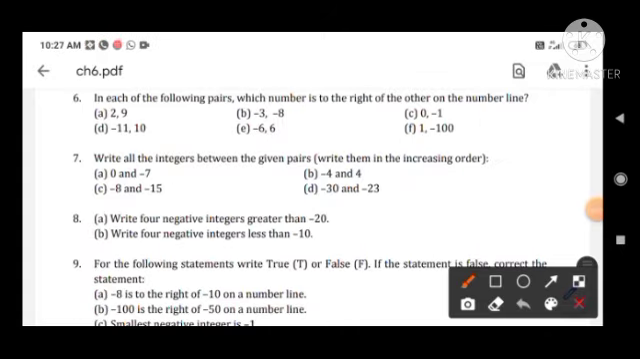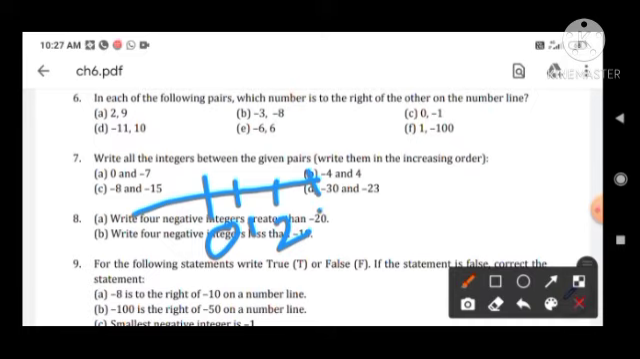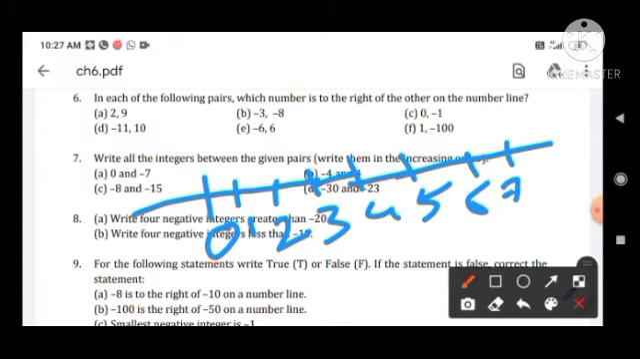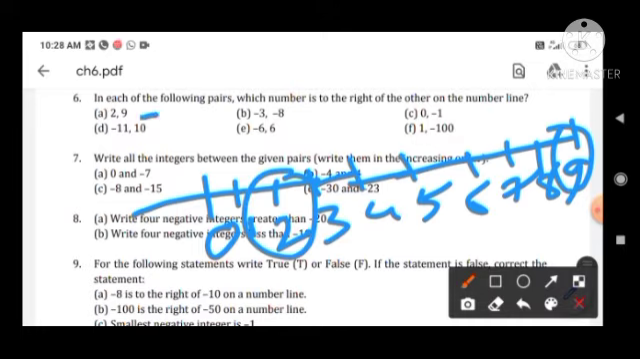Now next to question number 6. In which of the following pairs, which number is to the right of the other on the number line? Okay, on the number line, which will be on the right side, you have to tell. Now 2 and 9, suppose this will be 0, then it will start from 1, 2, then 3, 4, 5, 6, 7, 8, then 9, isn't it? Now 2 and 9 is given. So which will be on the right side? We can see 9, isn't it? So 9 is to the right of the other number on the number line.